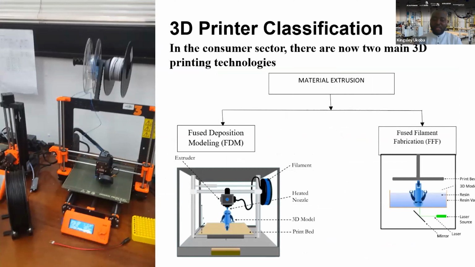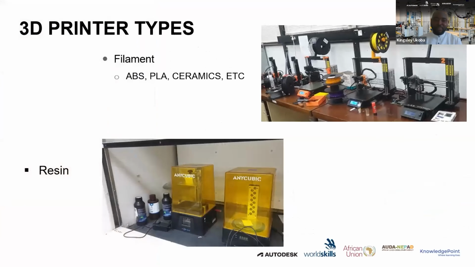So there are different classifications of 3D printer. In some cases, you can classify it based on the material that you're using to print, if it is a filament or you're using a resin, or you can classify it based on the method that it's using to produce the material. So for material extrusion, you have the fused deposition modeling and the FFA, and then for other components, later on, I'll be talking about the SLA, the SLS, and the SLM.